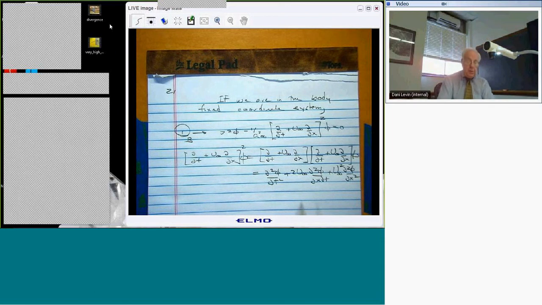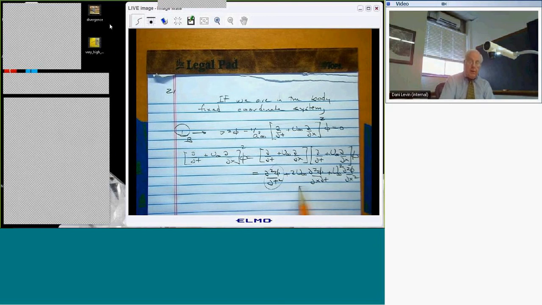So what's happened is, whereas before in the fluid fixed coordinate system I only had that, now I have these extra terms. Now I have these extra terms. And that's equation 1.